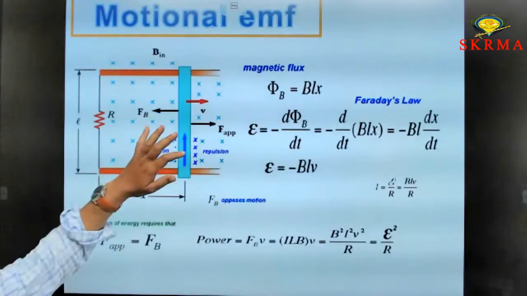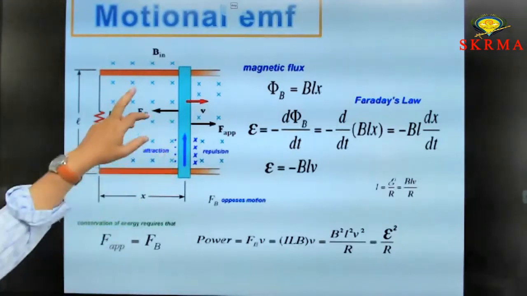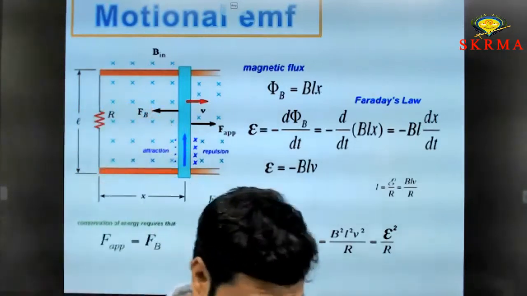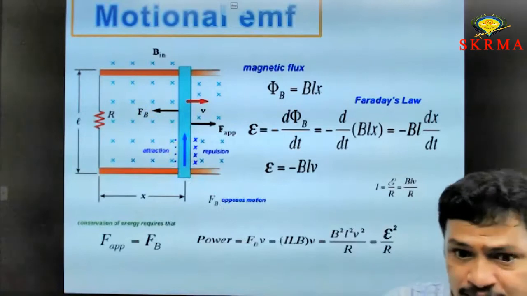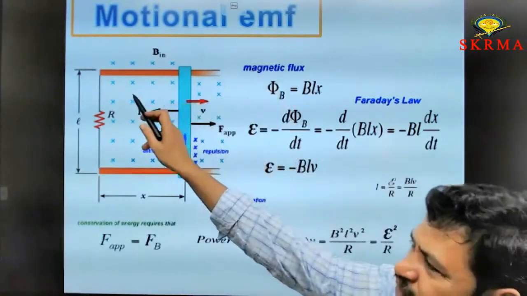So this is also the concept of motional EMF. You can simply represent it like this: this is a rail, and a rod is moving. What is the meaning of motional EMF here? What is the basic definition of motional EMF? That is important: the EMF generated in the loop.